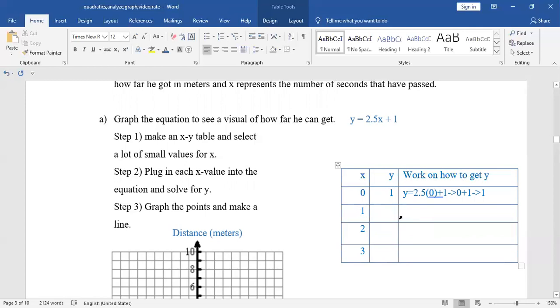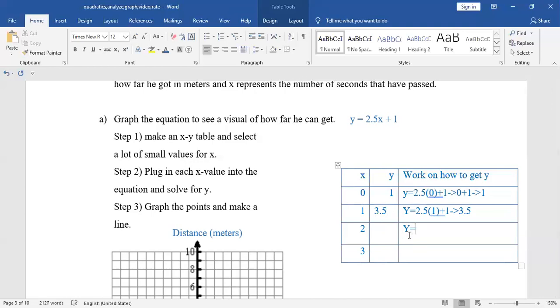All right, so then after 1 second, how far has he gone? So we're going to plug in X equals 1. So Y equals 2.5 times 1 plus 1. So 2.5 times 1 is 2.5 plus 1 is 3.5. So my answer is 3.5. That means when X equals 1, Y equals 3.5. It also means in this situation that in 1 second, Mr. Snickerdoodle will be 3.5 meters from his house. So that's what this point represents in this situation.